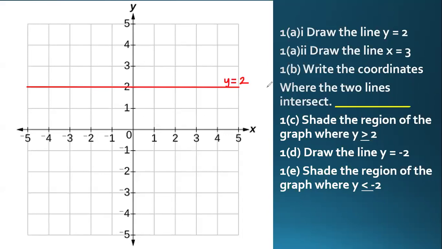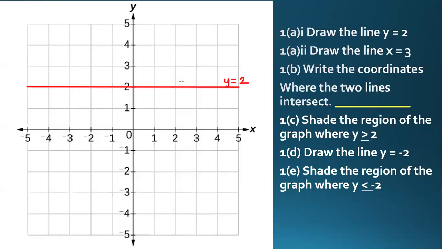Next, we have to draw the line x is equal to 3. Is that a vertical line or a horizontal line? X is equal to 3. Vertical line. All right, that's a vertical line passing through what? 3 on the x-axis. Very good. It's going to be a vertical line passing through 3 on the x-axis.